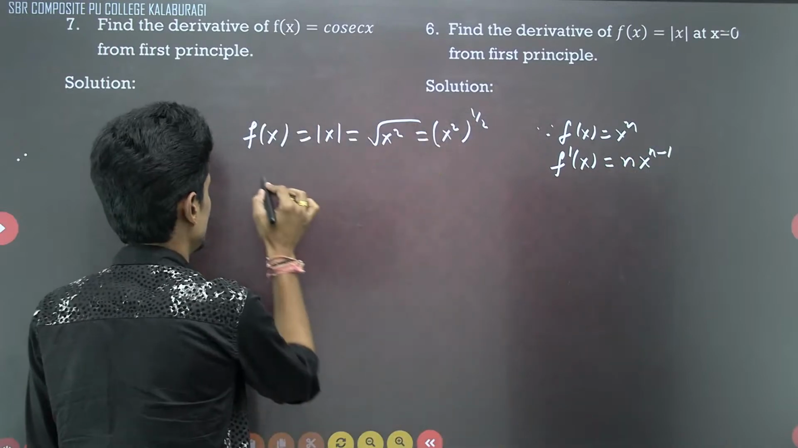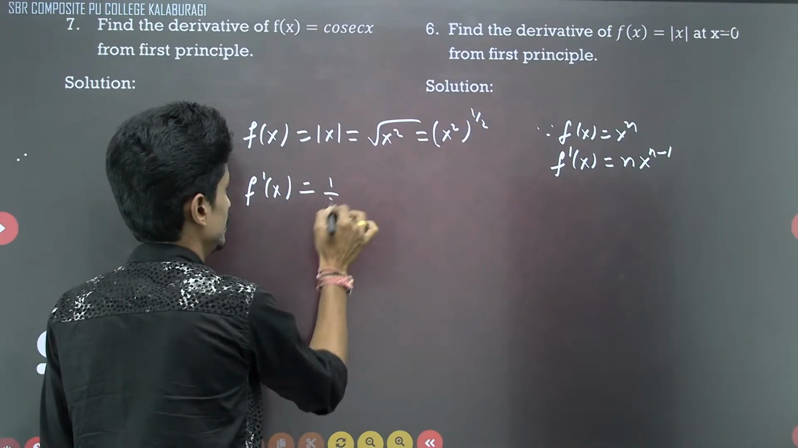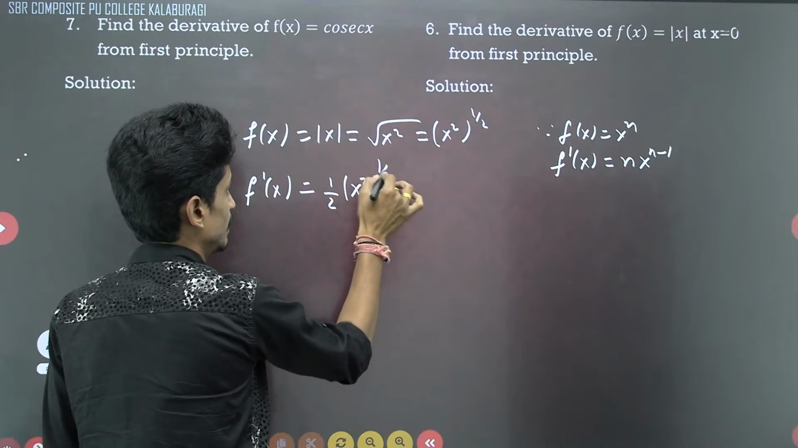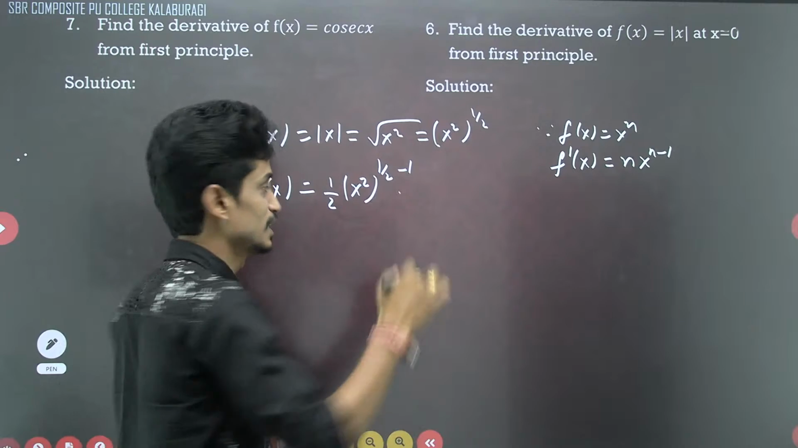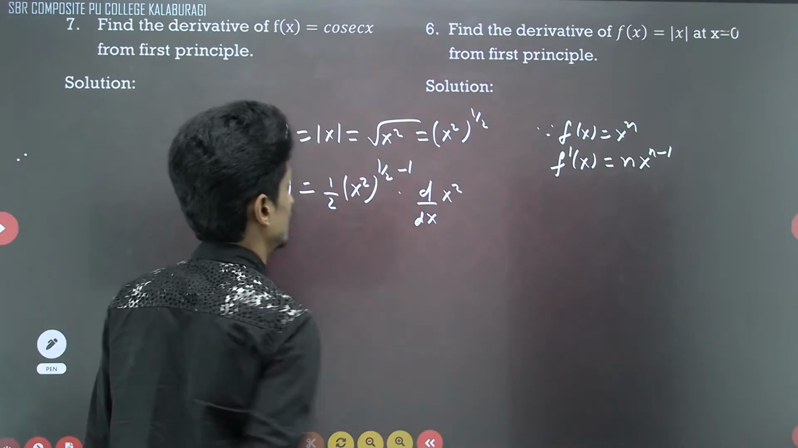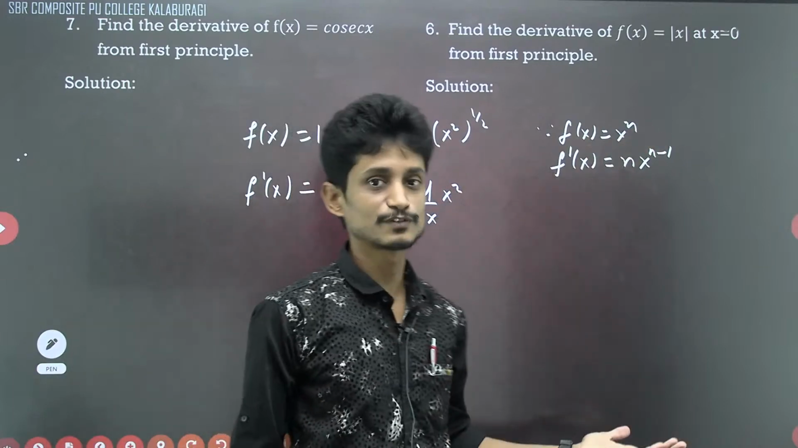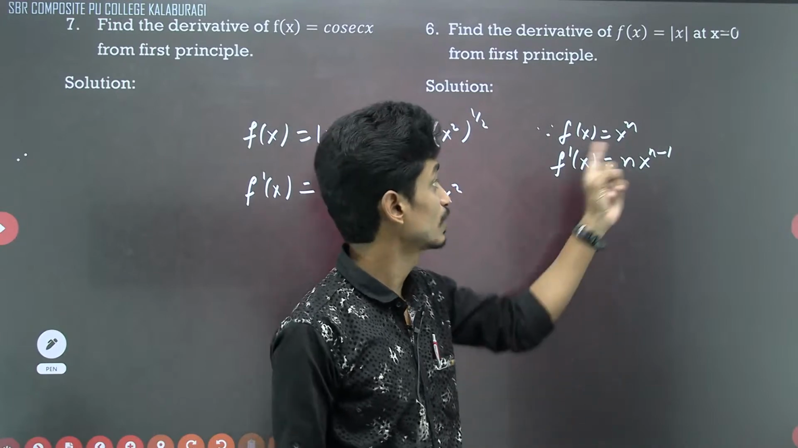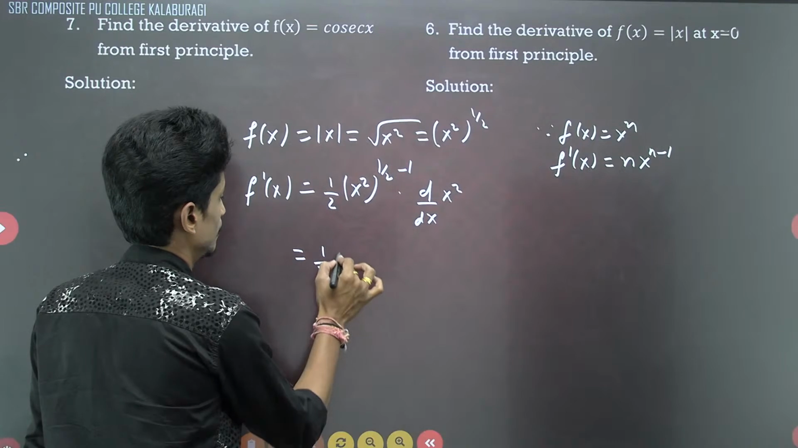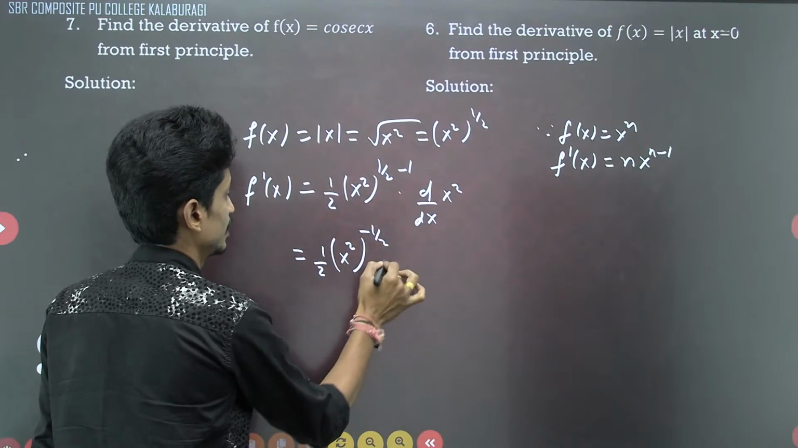There are two composition forms we have. f dash of x is equal to, assume n will be 1 divided by 2. Then the function goes to x square whole power 1 by 2 minus 1 into d divided by dx of this x square we have to write. Because x power n we have, in the place of x some other function means I did not show you. Only x means we can do that one. Next, 1 divided by 2, it will be x square to the power 1 by 2 minus 1, which is minus 1 by 2.